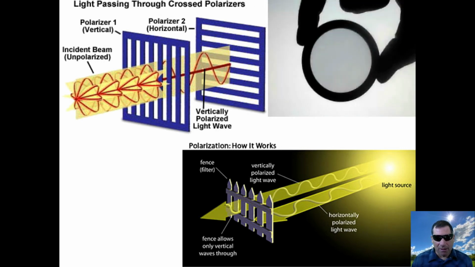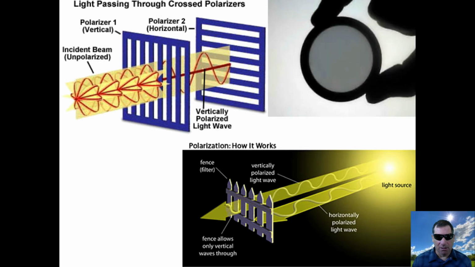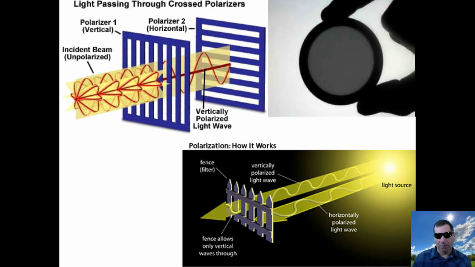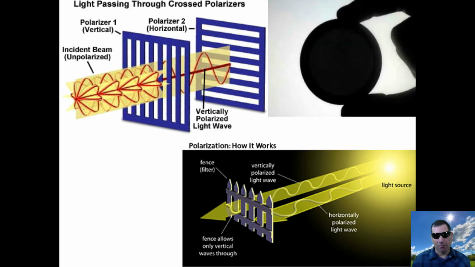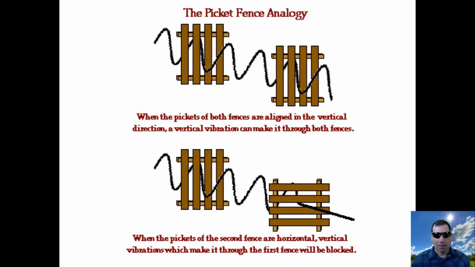Things that polarize light besides filters are computer screens, as we said, and reflections off of water, off of glass. Anything that reflects light polarizes it. The picket fence analogy is very, very popular for explaining polarization.